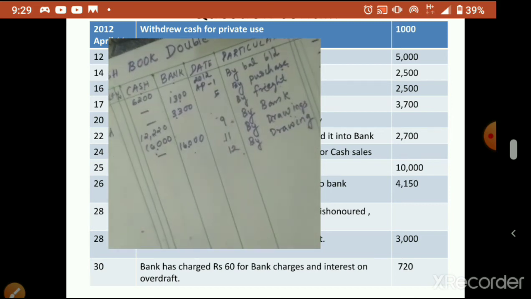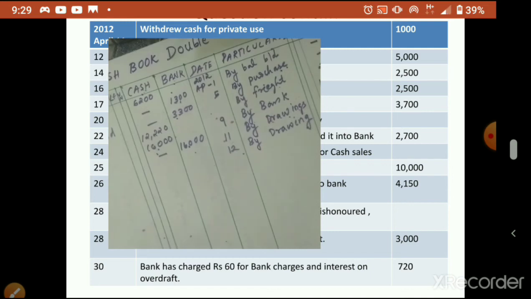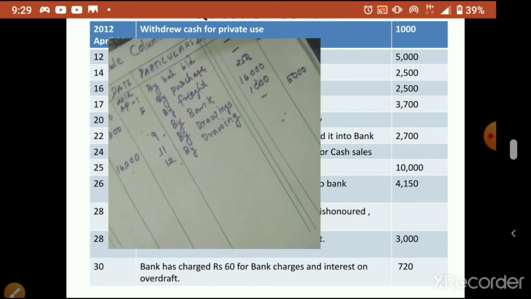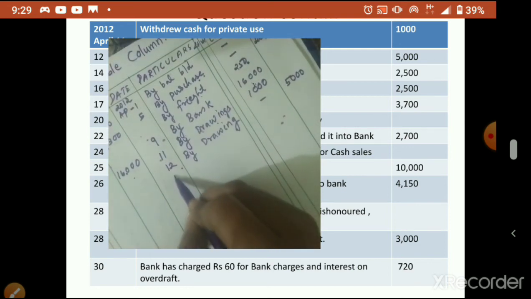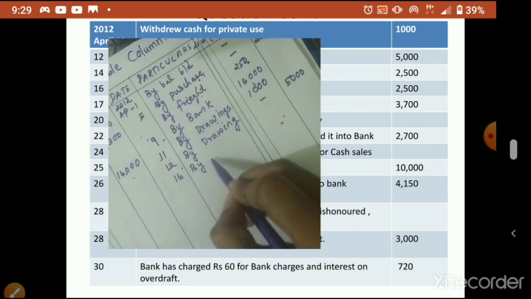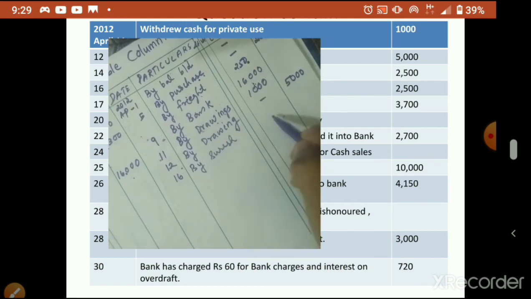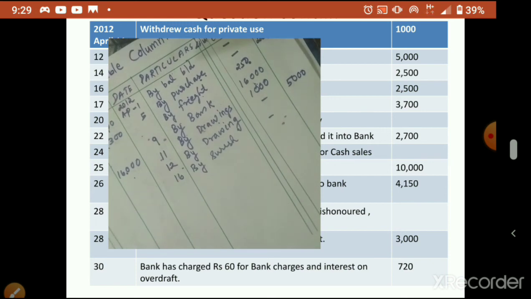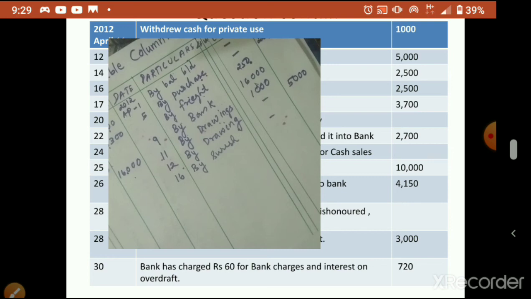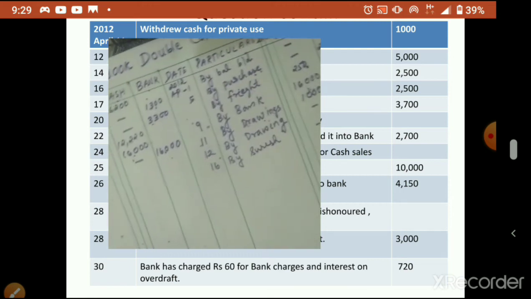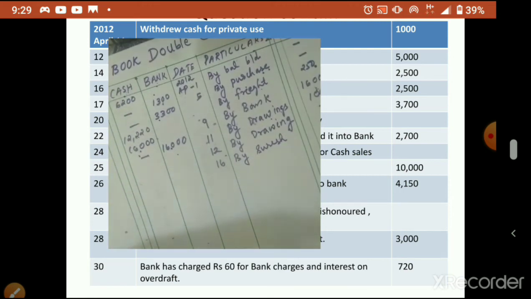Now paid to Suresh by check. We paid to a person by check. So 16, paid to whom? Suresh. So Suresh by check means from the bank account we have to decrease. How much amount? 3000. No, 2500. Because from Suresh only we purchased, so to that person we paid the next day.